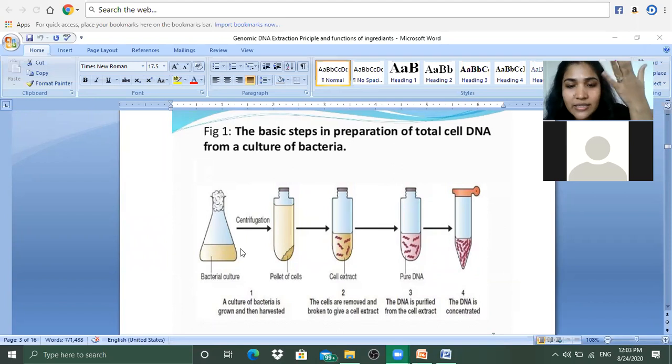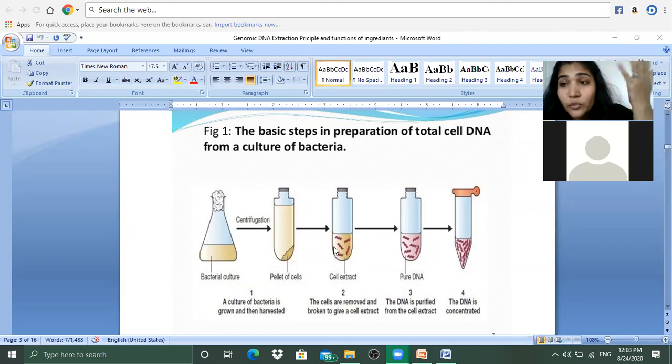So this is the diagrammatic representation, the basic steps in the preparation of the total cell DNA from a culture of bacteria. So basically this is for prokaryotes that they have shown. So you have bacterial culture, then you have pellets of cell, then you take these pellets of cell and the cells are broken to give a cell extract. Okay, in the sense you will be adding some buffer in it which will lyse the cell wall, etc.